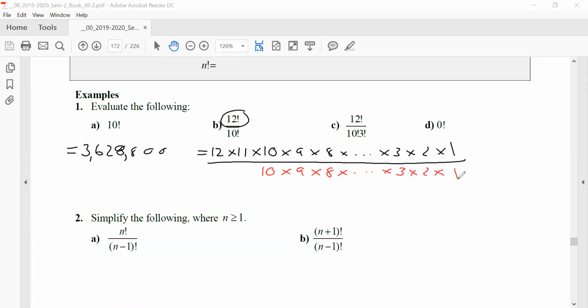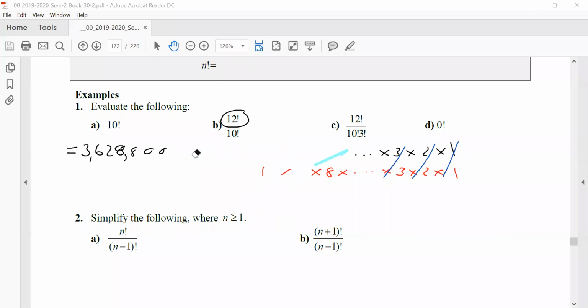Well, look at what happens here. I can divide all of these numbers. What am I left with? Just 12 times 11. And what's 12 times 11? 132. So what I did in my head was this. This is what I want you to start practicing when you get these questions. I'm going to do it again.